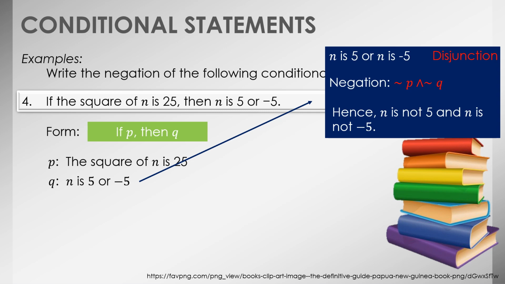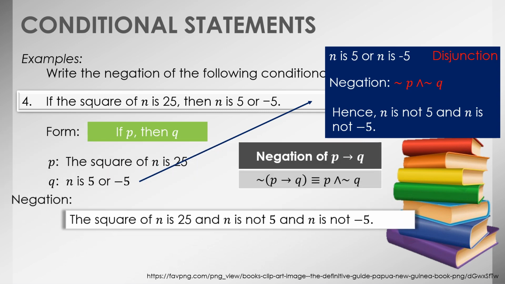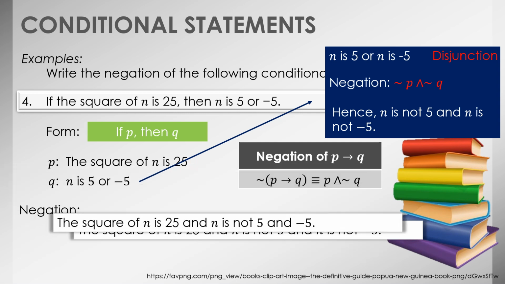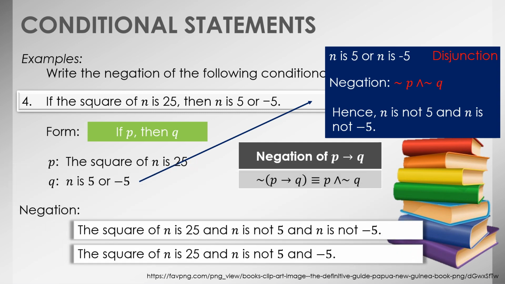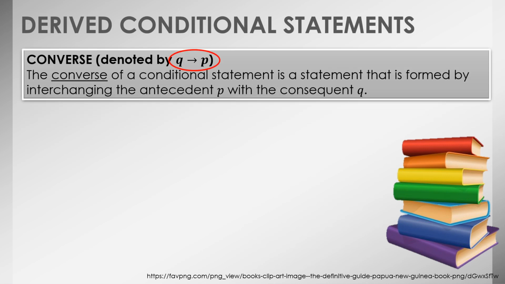And now, with the help of this table, the negation of the given conditional statement is this, which can also be written as this one. Now, for the next topic, we are going to discuss the derived conditional statements. That is, the converse, inverse, and contrapositive.